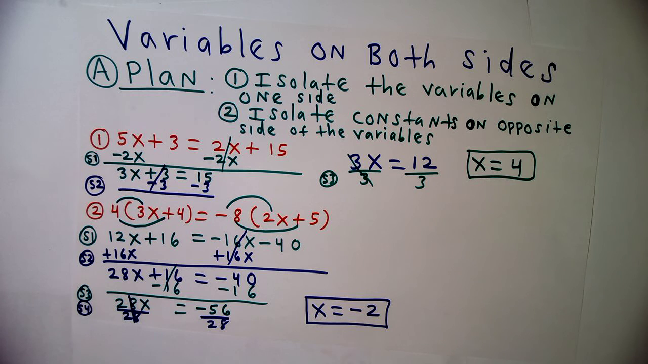More likely, at this stage of the game, this may be the most difficult that it's going to get, because if you see it, you need to use the distributive property and keep in mind the new steps that we're learning to solve variables on both sides.